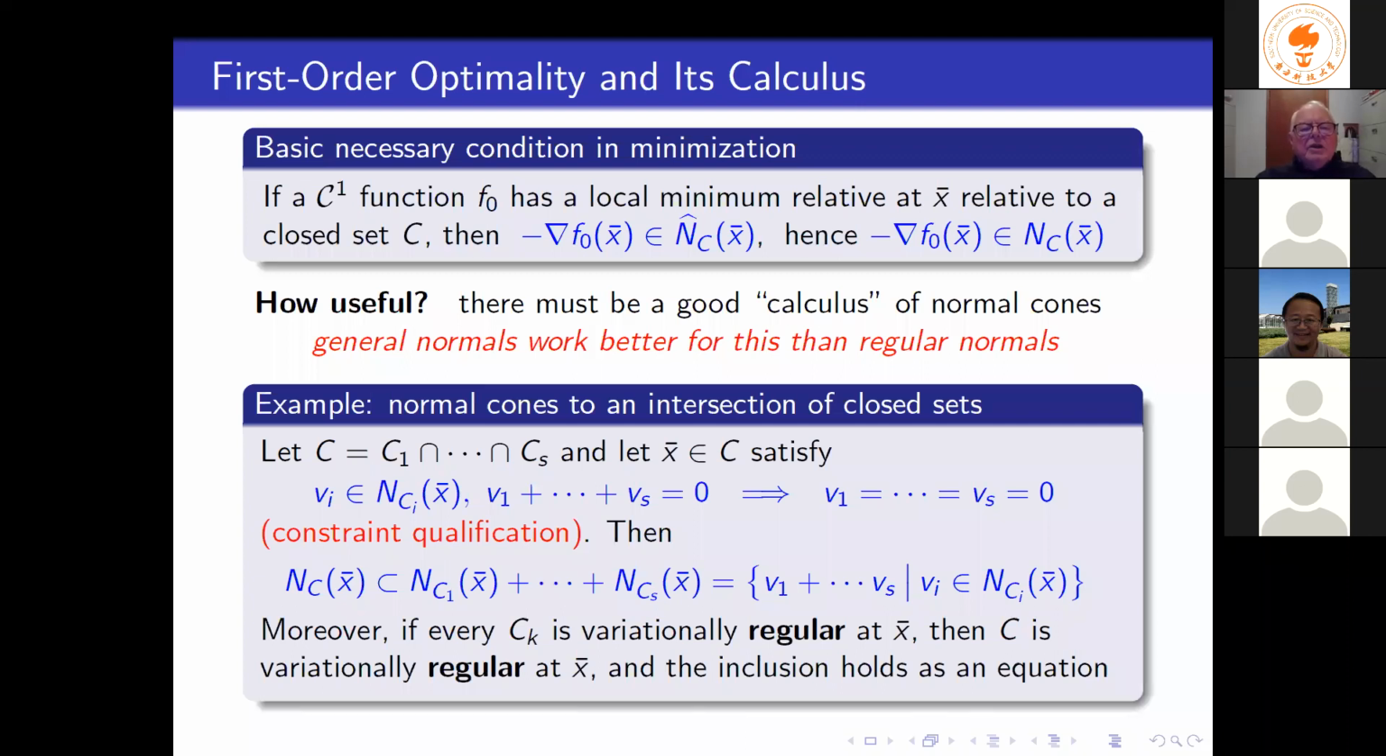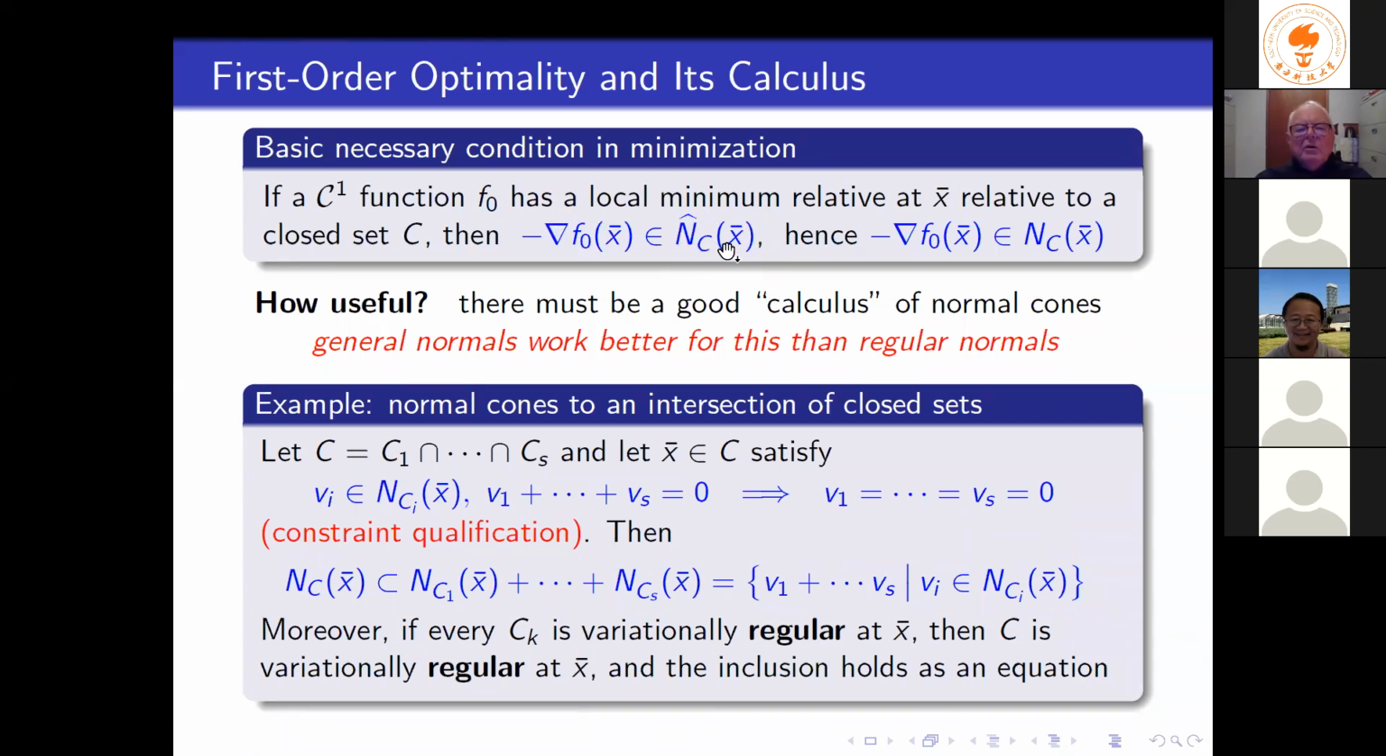From that little characterization I just gave, you could go further. That was a maximization condition. Let's turn it into a minimization condition. You can say that if you have a continuously differentiable function f0 that has a local minimum at this point x bar relative to C, then minus the gradient of that function belongs to the normal cone. For the maximization, it was the gradient of the function being maximized. For minimization, it's minus the gradient that belongs to the regular normal cone.